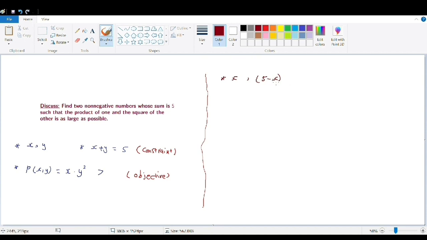Why do we choose 5 minus x? Because we know that if we add these two, we have to get 5. So let us add these two: x plus 5 minus x.